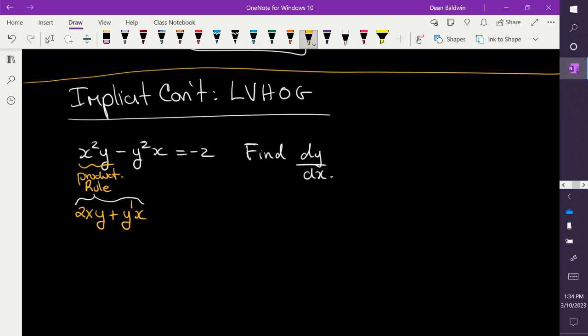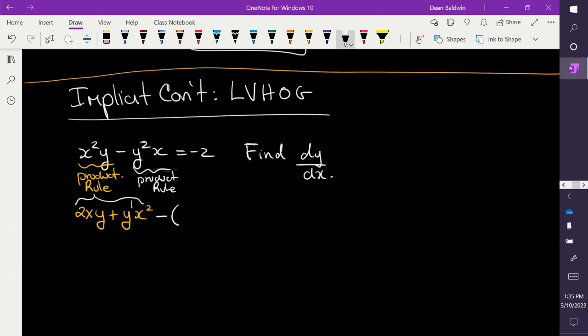X squared. There we go. Okay. Then we have to do the derivative of the second part, this bit, which is product rule again. But you see this little subtraction sign here? This is very important. Put the subtraction sign. When you're subtracting anything, please put brackets, or you will get stuff wrong. Every year, kids will get stuff wrong because they don't put brackets.